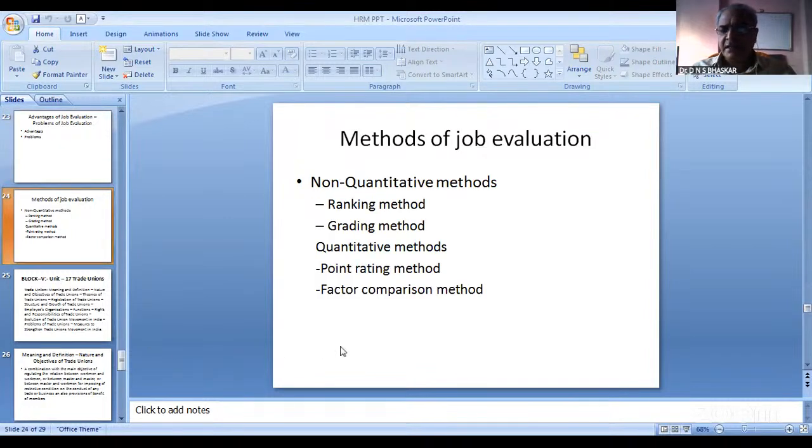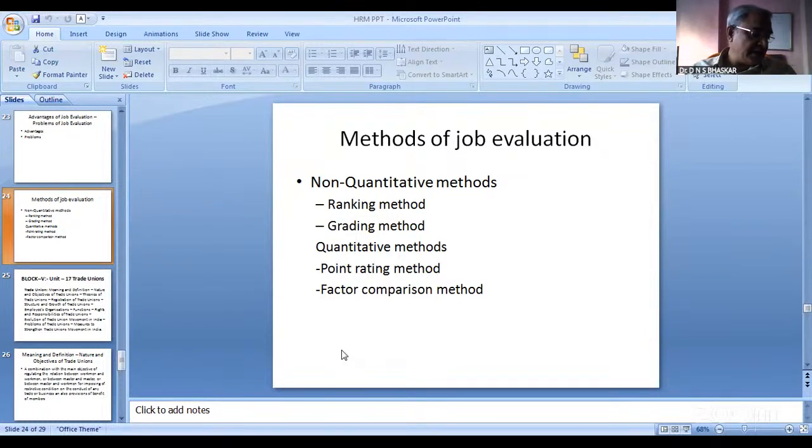In that, there are non-quantitative methods and quantitative methods. In the case of non-quantitative methods, two methods will come. Non-quantitative methods means where there is no question of numerical values being applied in the system of evaluating the job. The first one is the ranking method, the second one is the grading method.